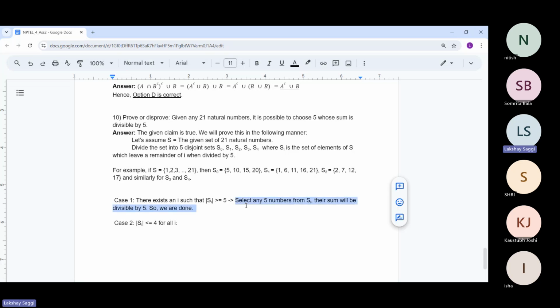So now what I claim is that this case cannot happen, that Si is less than or equal to 4 for all i. Does anyone see why? What I claim is this case can never occur. Would anyone like to guess why this is the case, that Si can't be less than or equal to 4 for all i?